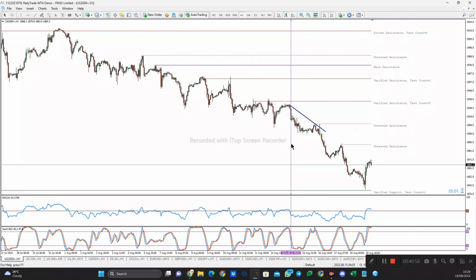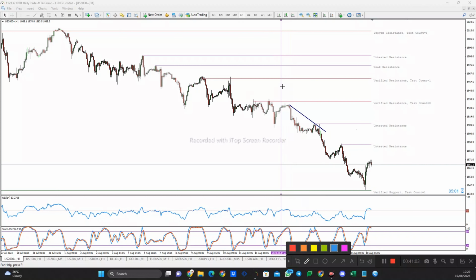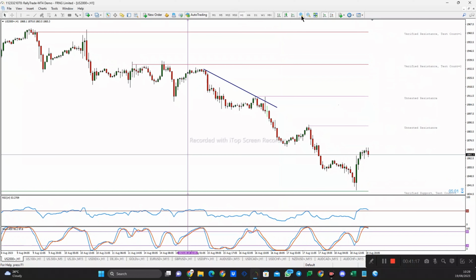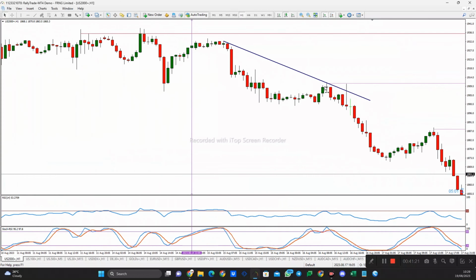I am linking, there's a high here, there's a high here, there's a high here, somewhere here, to this high here, to this high here. Let me zoom in so that you can see it. Right? You can see it, right? Hope we can see it.